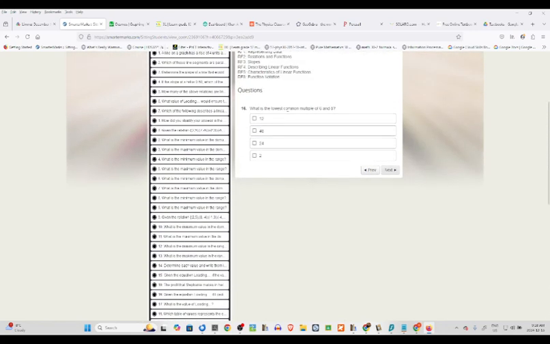What is the lowest common multiple of 6 and 8? Our calculators can do that, but let's do it without a calculator. Multiples of 8 are 8, which is not a multiple of 6. 16 is not a multiple of 6. 24 is a multiple of 6. That's the first multiple of 6 on the list from 8.